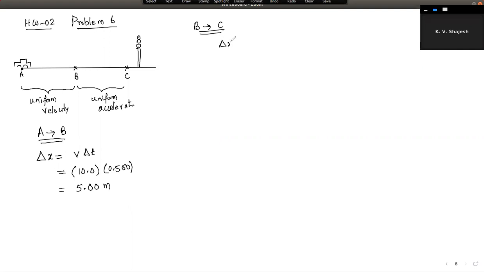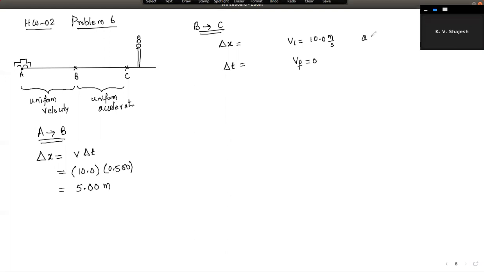So that's 6 variables: delta x, which is what we are interested in finding out; delta t, we don't know, we're not given the time; initial velocity is at point B, it is moving at the same velocity as point A because no acceleration has happened. So that's still 10.0 meters per second. And at point C, it comes to a rest. So V final is equal to 0.